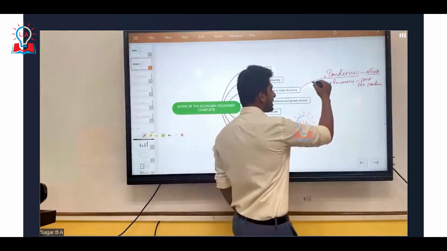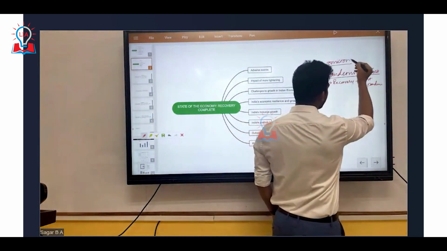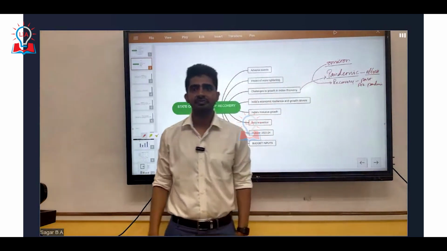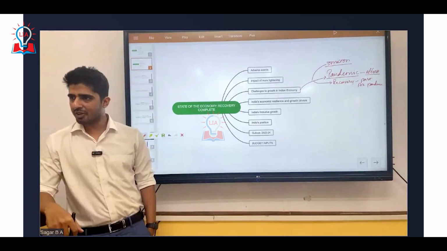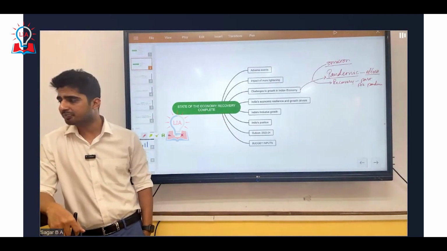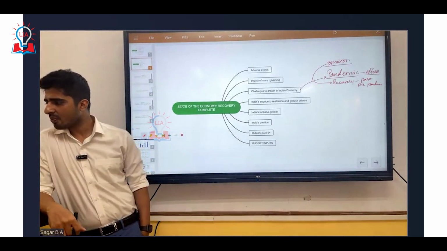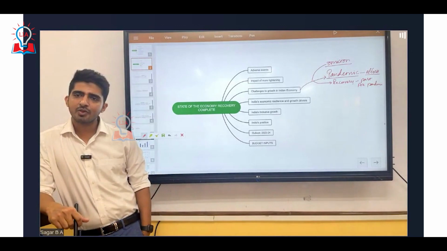Omicron had come, but the effect has been very, very limited. Omicron, which wave was it? Third wave. Yes, third wave. The effect has been very, very limited. Why was the effect limited?